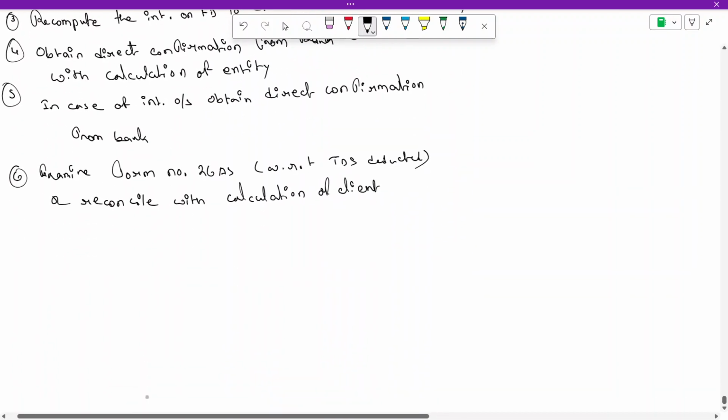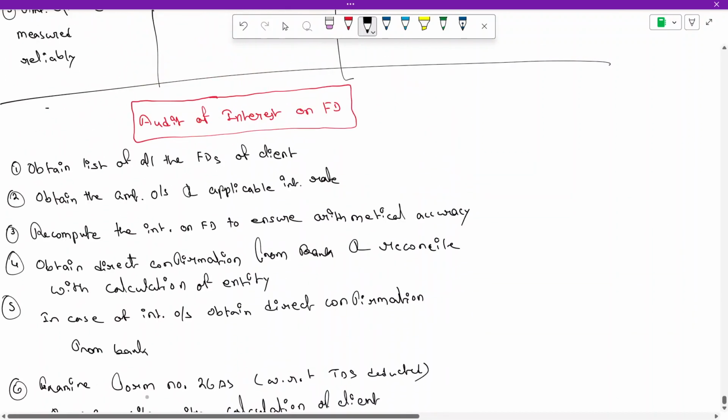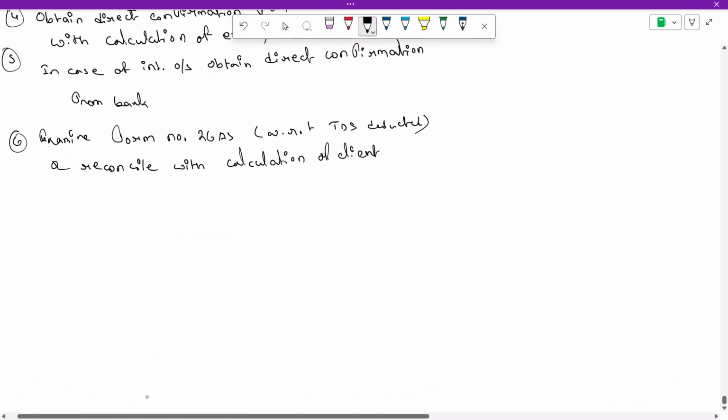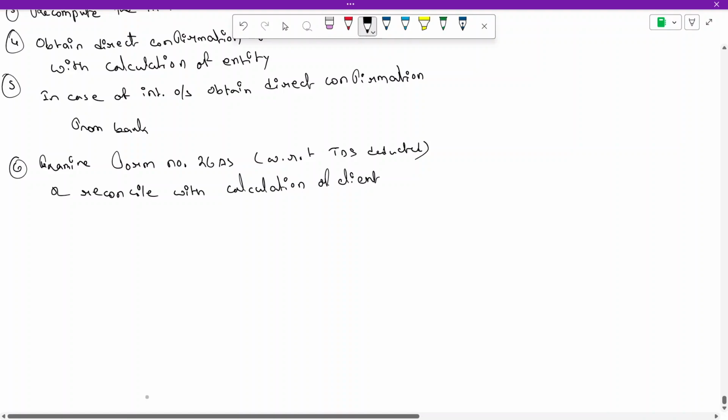So this will be the part of audit of interest on FD. Obtain list of all the FDs. Obtain the list of amount outstanding and applicable interest rate. Recompute the interest on FD to ensure arithmetical accuracy. Obtain direct confirmation from bank and reconcile with calculation of entity. In case of interest outstanding, obtain direct confirmation from bank and examine form number 26AS and reconcile with calculation of client.